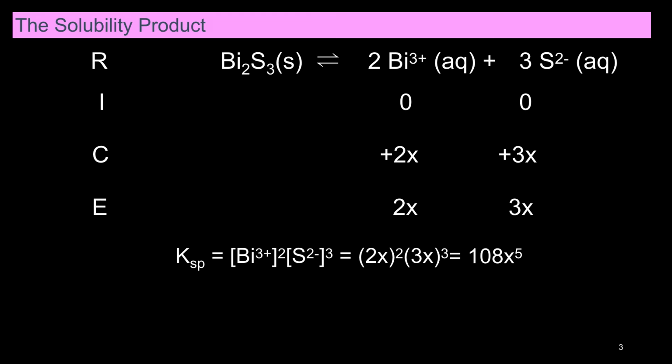When you plug them into the equilibrium expression, as in this example, you will have a term which equals 108x to the fifth. Remember to square or cube both the number and the x when solving for x. X is called the molar solubility.